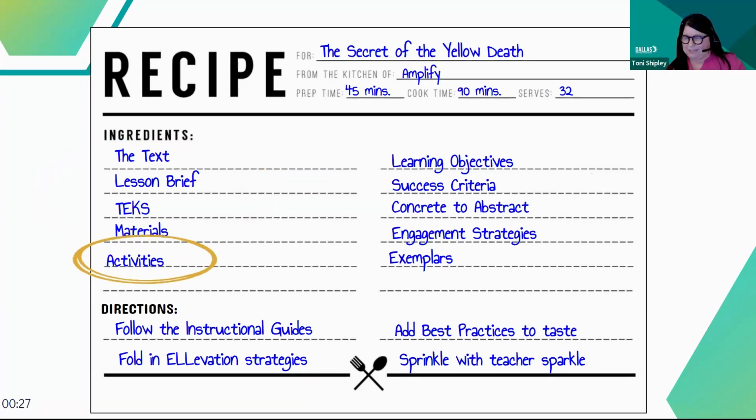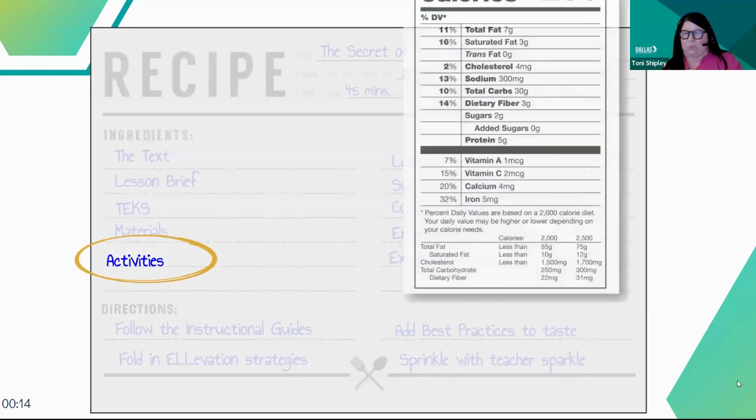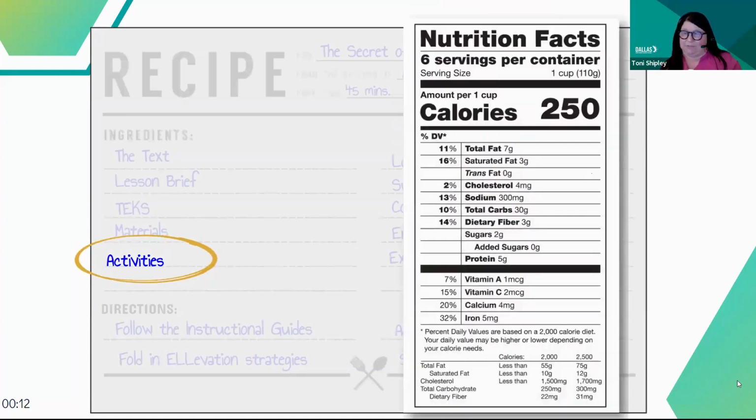Now for the activities, think of the activities in Amplify as the ingredients about which you need to read the nutritional information. Okay, which activities within an Amplify lesson hold the most nutritional value, so to speak? Okay, which are essential to the success of the lesson?